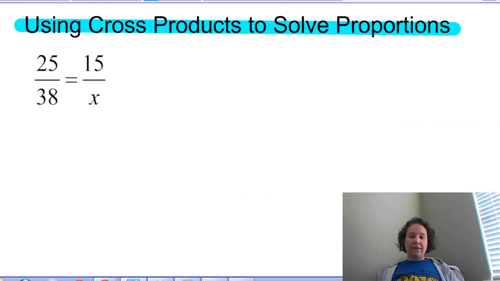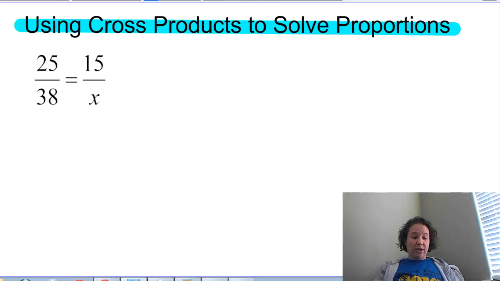And the last way that we're going to talk about to solve proportions is to use cross products. Remember, we talked about cross products in the last video. Cross products are what we get when we multiply diagonally. And if I have two equal ratios, I know that those cross products have to be equal to one another.